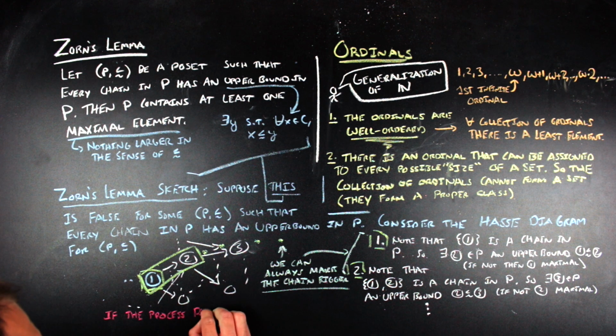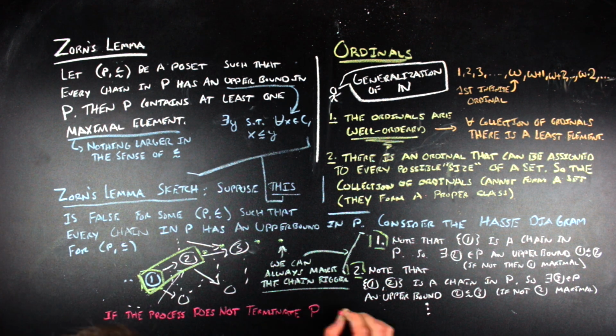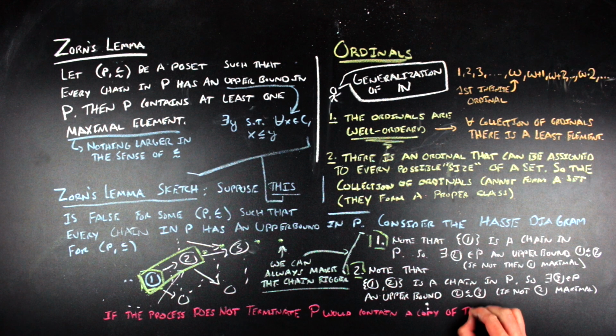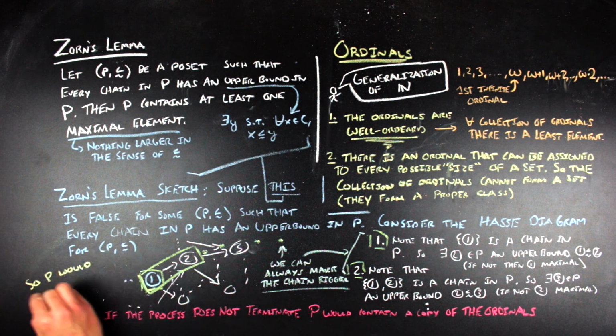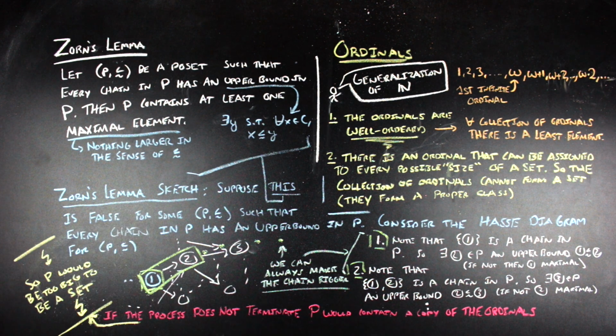This is what gets us to a contradiction in our logic, because the ordinals are too big to be contained in a set, yet you found a chain that is essentially a copy of the ordinals in your set P. And so then that would say that the ordinals can fall into a set. And so we have an issue there. So P would be too big to be a set, and that would give us a contradiction, and that would imply that Zorn's lemma would be true. Huzzah.